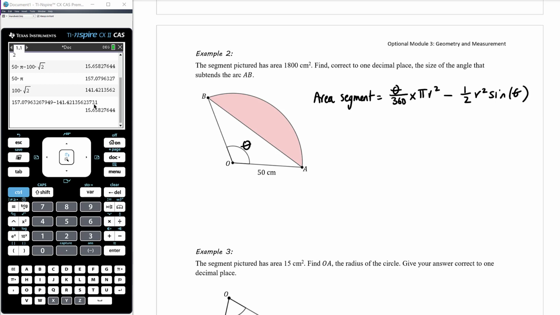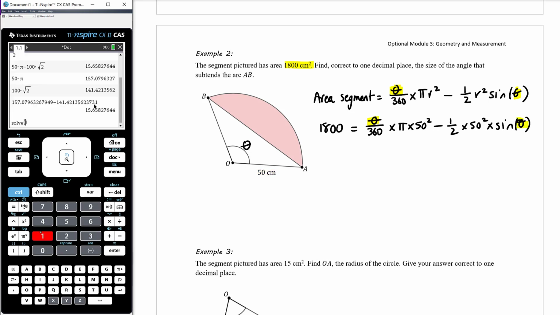In this particular problem, we know the area and the radius, and it is the angle that we're trying to find. So we're going to substitute what we know into the formula, and we know the area is 1800, theta over 360 times pi times 50 squared, minus half times 50 squared times sine of theta. So we've just got that one unknown in the equation to solve for. Our CAS can do that for us.